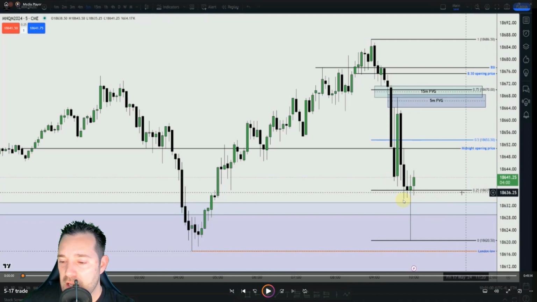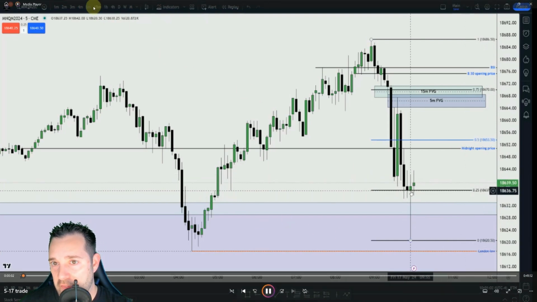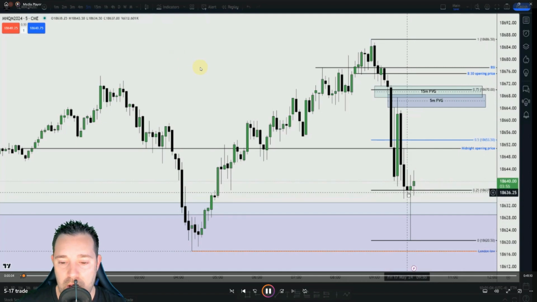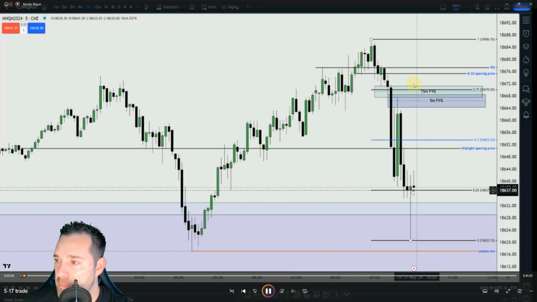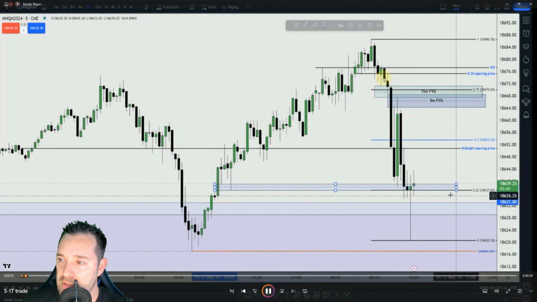Okay, so anyways, let's go here. I'm going to hit play. I'm on a 5-minute chart here. For those of you that don't know, I trade ICT concepts. I'm on a 5-minute chart. You can see here, we left a 5-minute fair value gap right here on this down move.